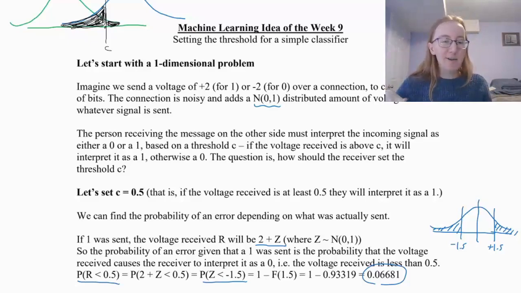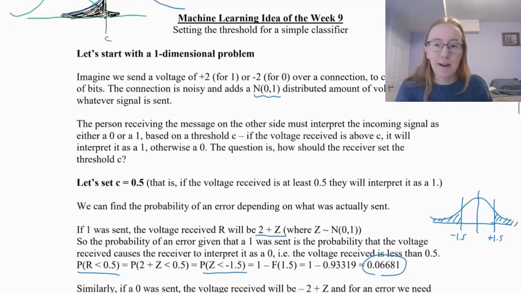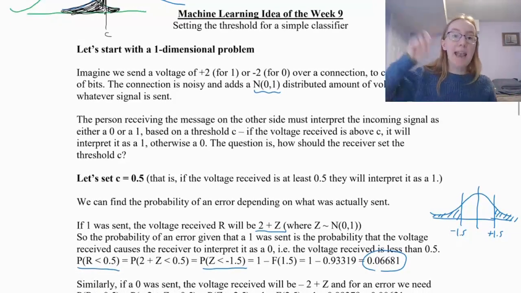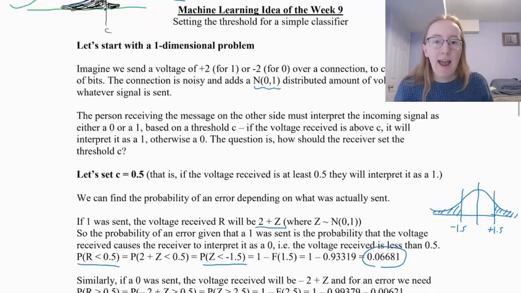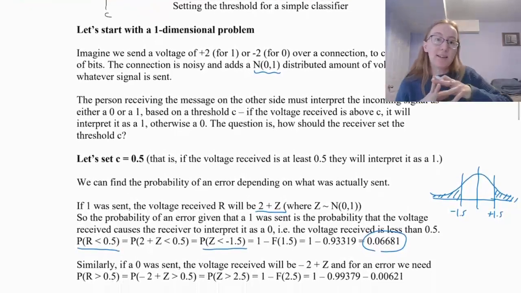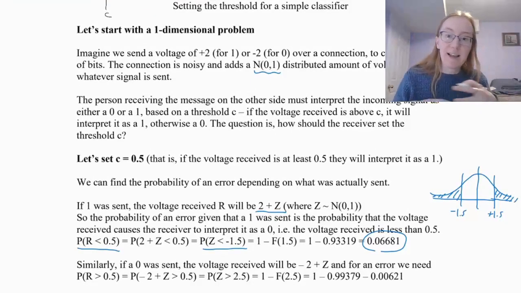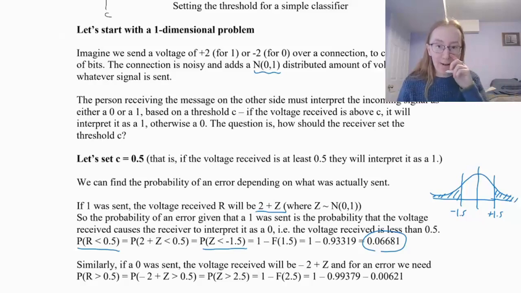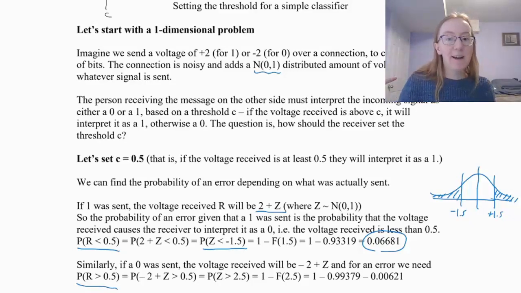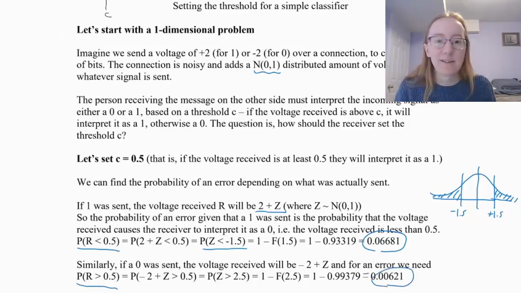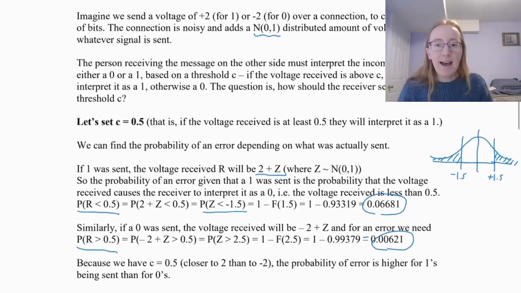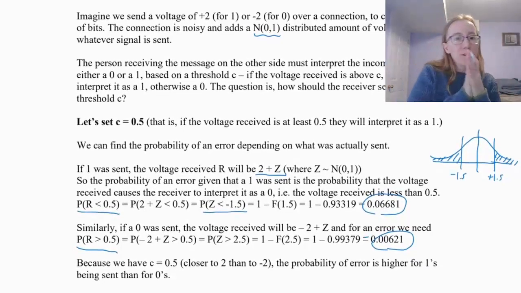But if we sent a 0, we can do the same calculation. It's just a little bit different. If a 0 was sent, then the voltage received will be negative 2 plus this normal noise. And if we want an error, that means that we accidentally interpret what was sent as a 1, which means that the voltage received was greater than 0.5. So here we have the same idea, sub it in, and we end up with the probability that a standard normal is greater than 2.5, which is 0.00621, so 0.6% error.